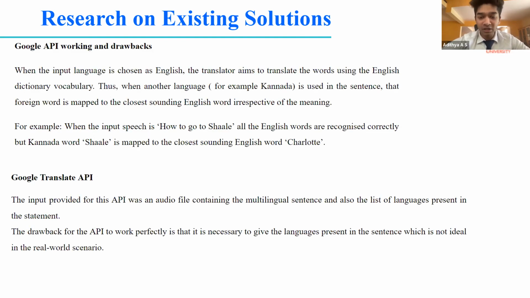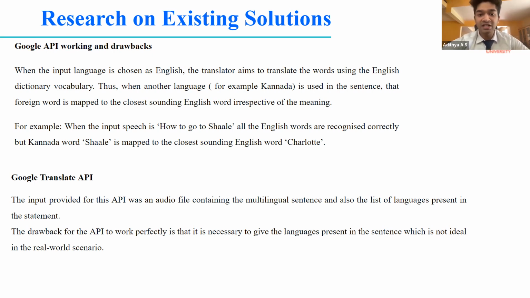As you know, in Google Translate, you can choose a language, and when we choose the current language as English, when let's say any other foreign word is spoken, it is mapped to the closest sounding English word. For example, when the input speech is "how to go to Shale", where Shale means school in Kannada, all these other English words are recognized properly. However, Shale is mapped to the closest sounding English word, which is Charlotte.